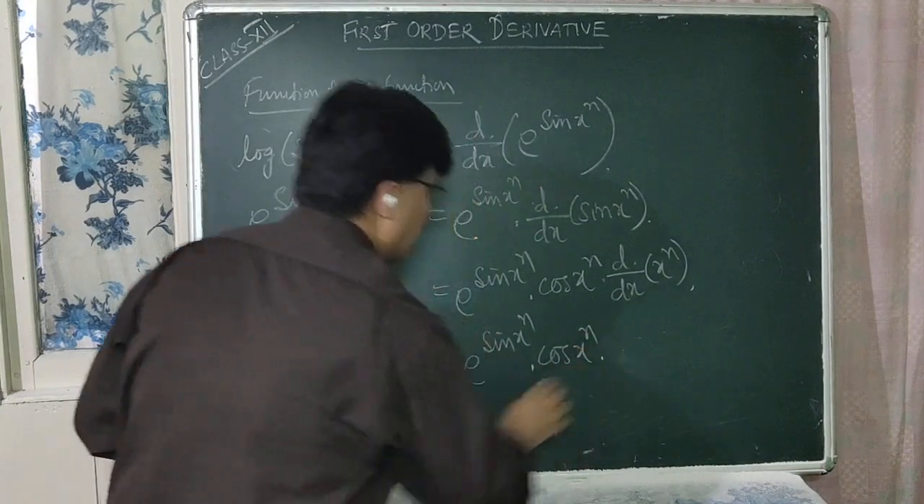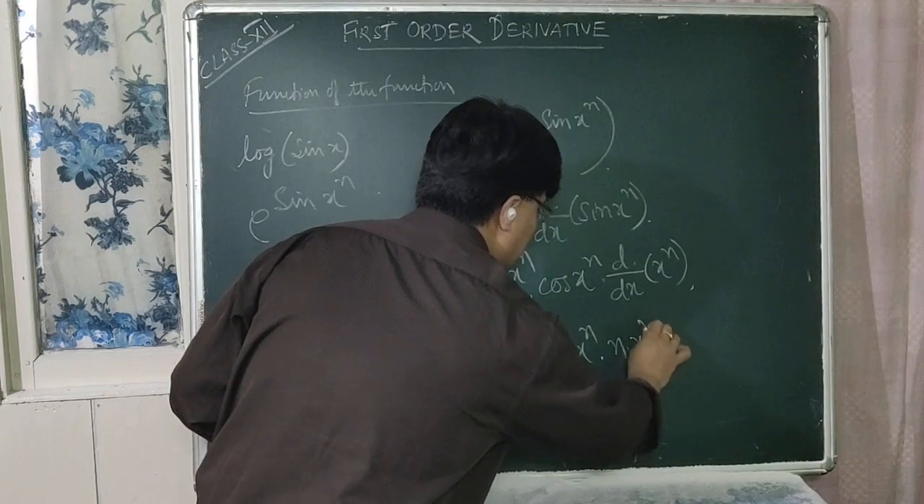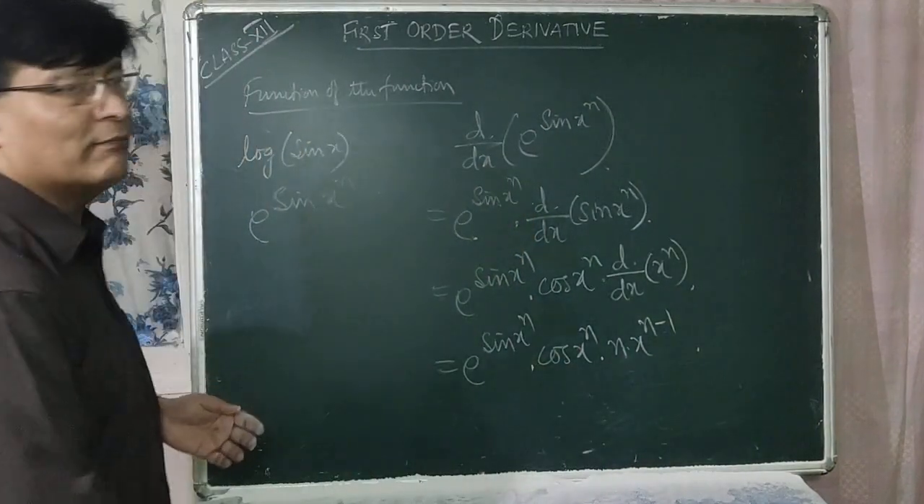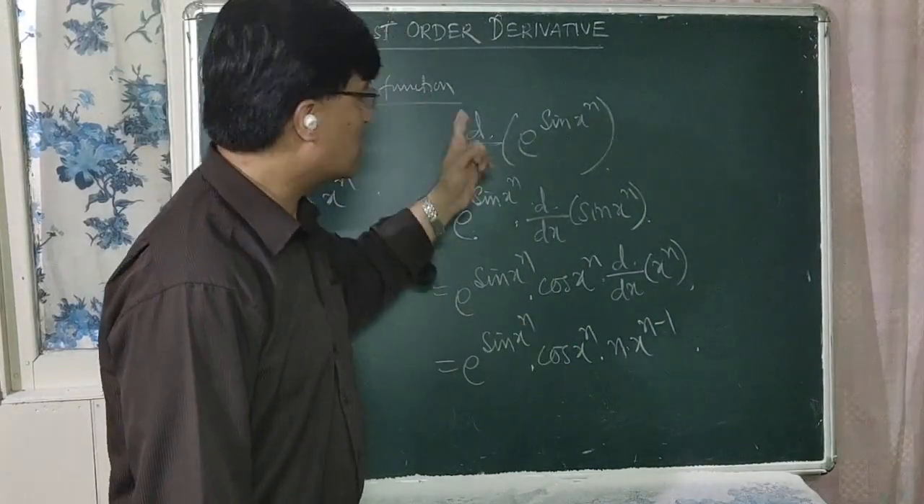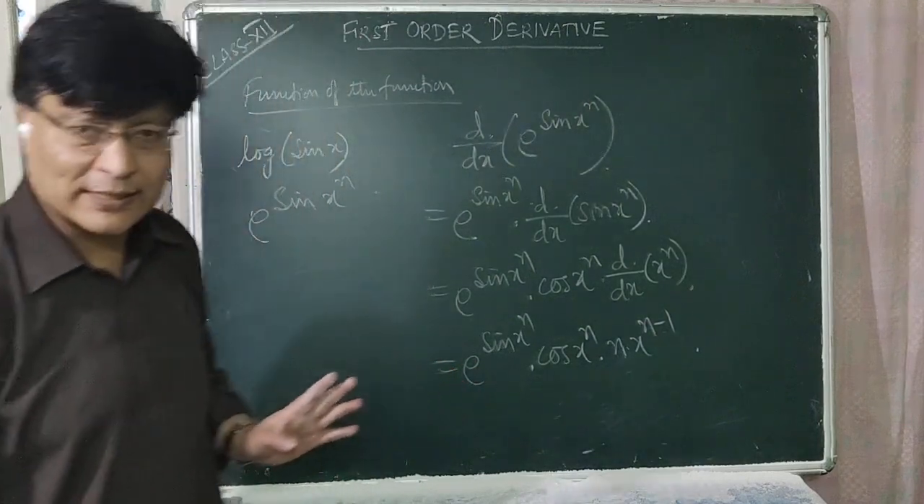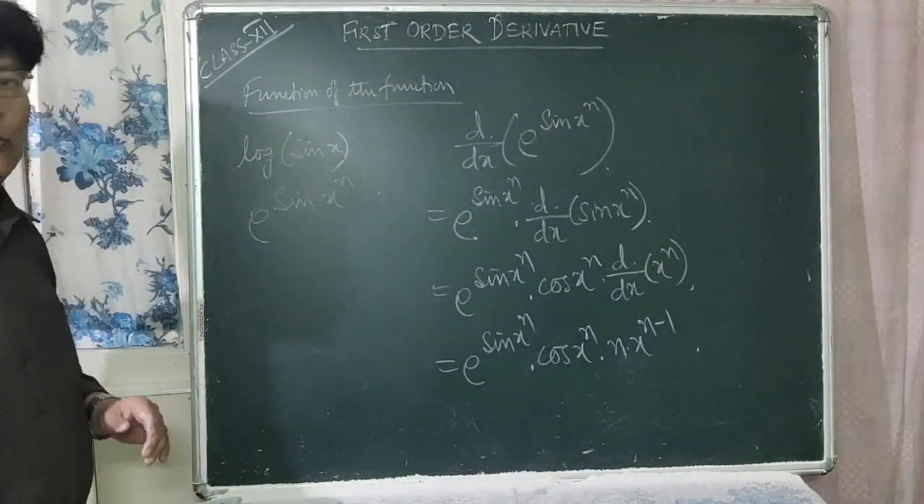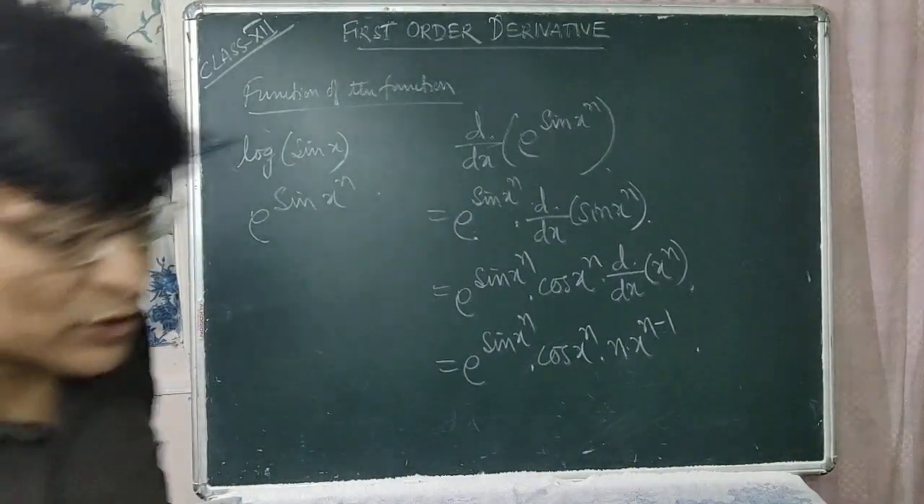x to the power n into, what is d by dx of x to the power n? It is n into x to the power n minus 1. Is that clear? So this is the differentiation of the function e to the power sin x to the power n. Is that clear? So now we will do differentiation of inverse circular function. Okay?